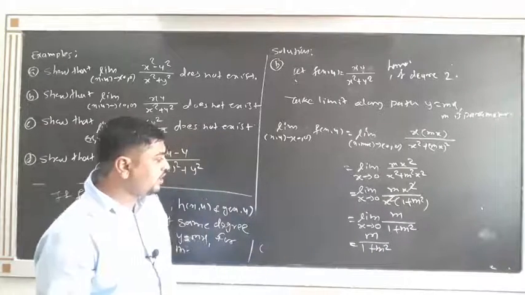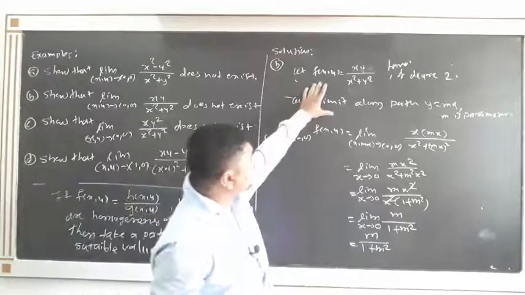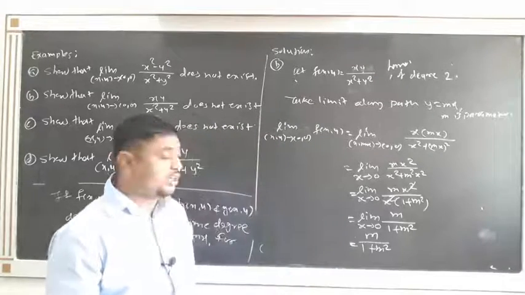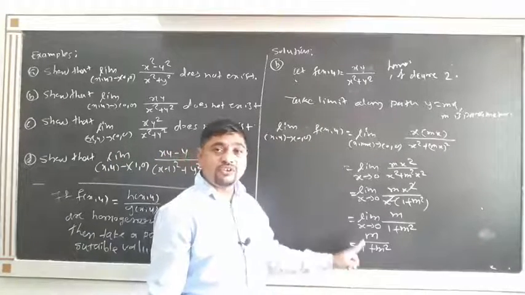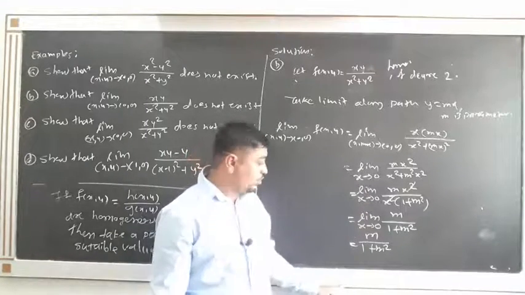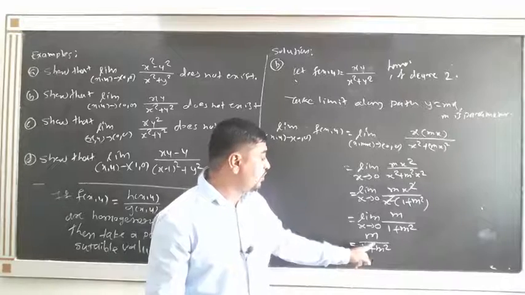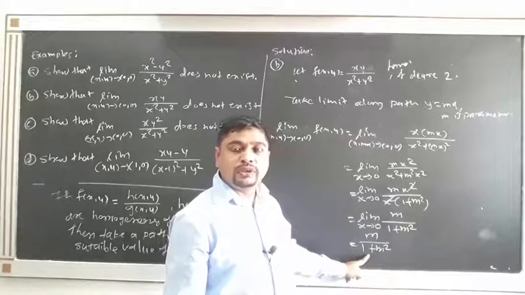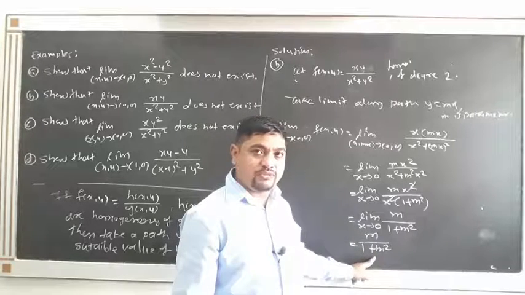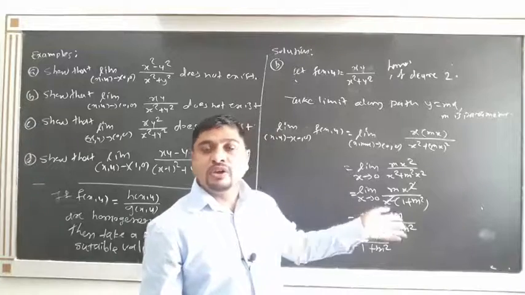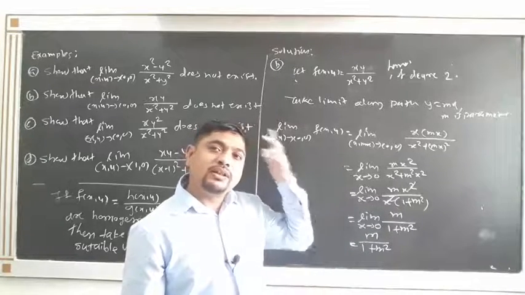Now what we are getting? Yes, this function has a limit m upon 1 plus m square. But if you change m, you will get different limits. M is equal to 1, you will get a different limit. When m is equal to 1, what should be the limit? 1 upon 2. When m is equal to minus 1, minus 1 upon 2. M is equal to 2, 3, 4, 5, you will get a different limit there.